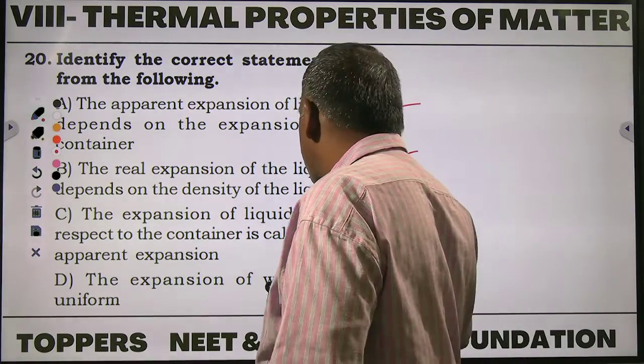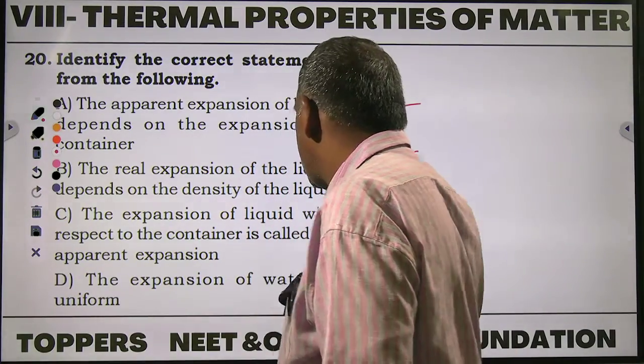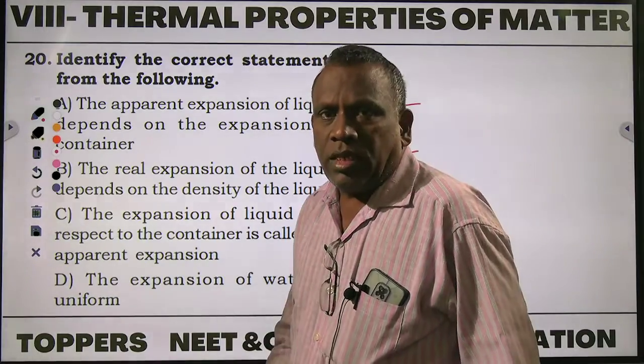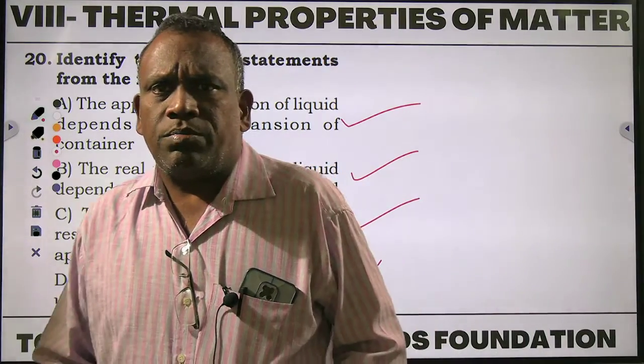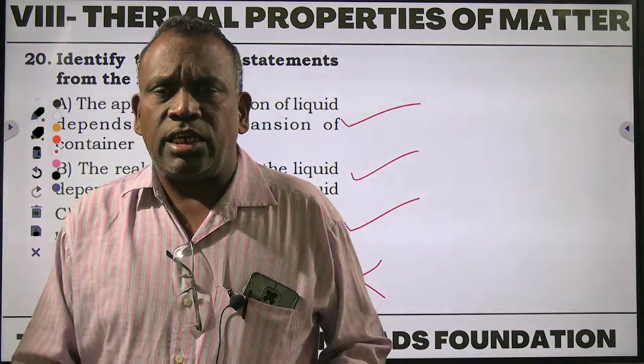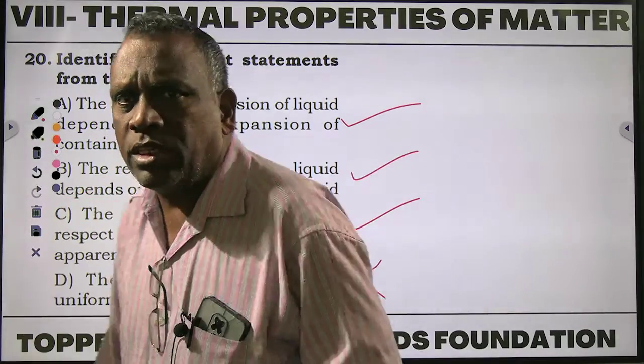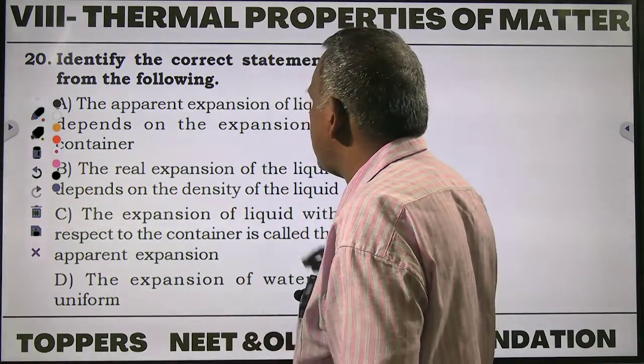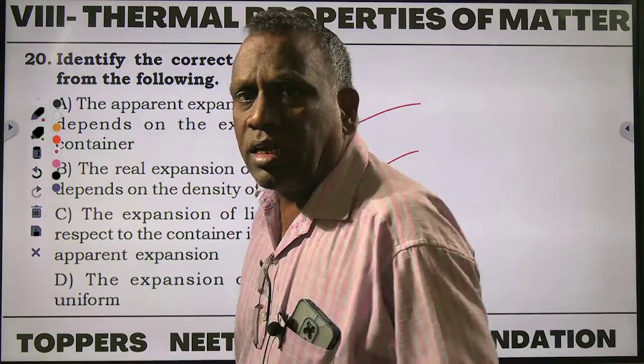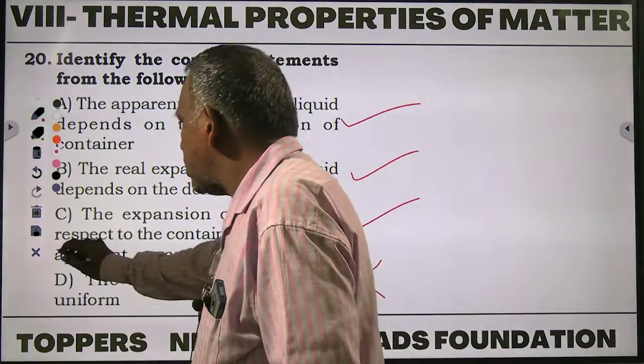The fourth statement, the expansion of water is uniform. Expansion of water is not uniform. From 0 to 4 degrees centigrade, the strange behavior of water will be there. That's why the fourth statement is false. So options A, B, C are correct for this question.